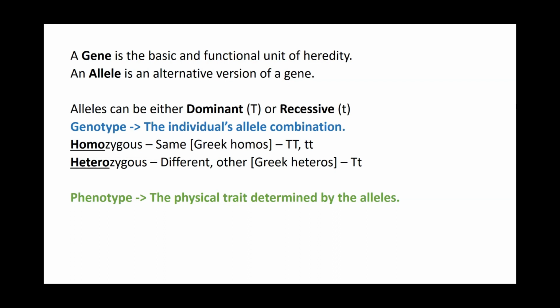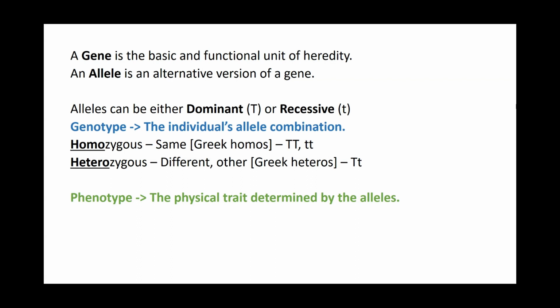Now, these alleles can either be dominant or recessive. And so, depending on where you look, you may see this represented in different ways. But here, I'm going to be simply indicating a dominant allele with a capital letter and recessive with a lowercase letter. And the combination of these alleles for an individual is what we call the genotype. And these individuals, we would call them homozygous or heterozygous. So, homozygous coming from the Greek homos, meaning the same, and heterozygous coming from the Greek heteros, meaning different or other. So, as an example of this, let's look at the flowers.